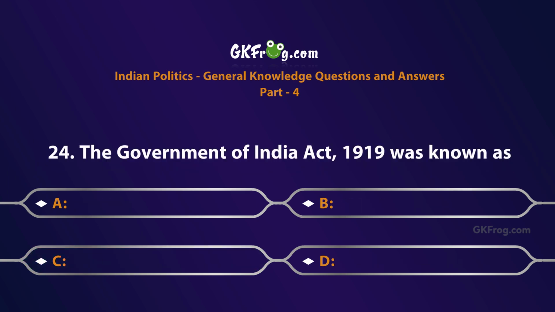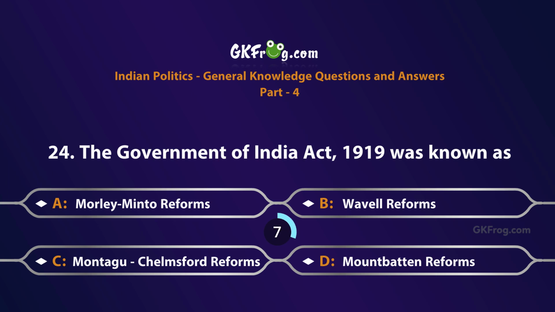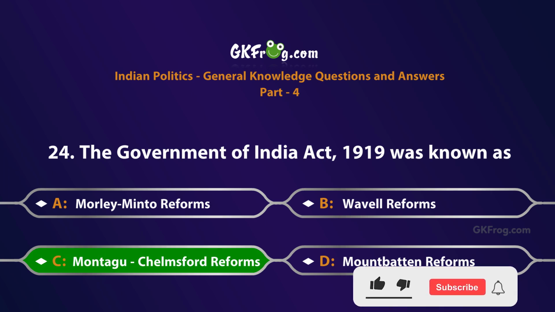The Government of India Act 1919 was known as A. Morley-Minto Reforms, B. Wavell Reforms, C. Montagu-Chelmsford Reforms, D. Mountbatten Reforms. Correct answer is Montagu-Chelmsford Reforms.